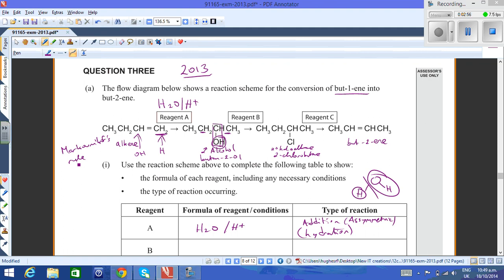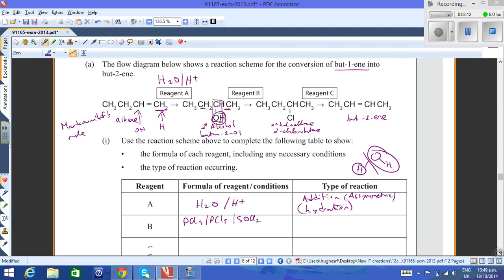The second reagent, reagent B, takes us from our secondary alcohol to our secondary haloalkane. So this would be nucleophilic substitution using something like PCl3, PCl5, SOCl2, which is thionyl chloride. You could also use ZnCl2 plus concentrated hydrochloric acid, which of course is Lucas reagent. But I think that's more on the level 3 course now.